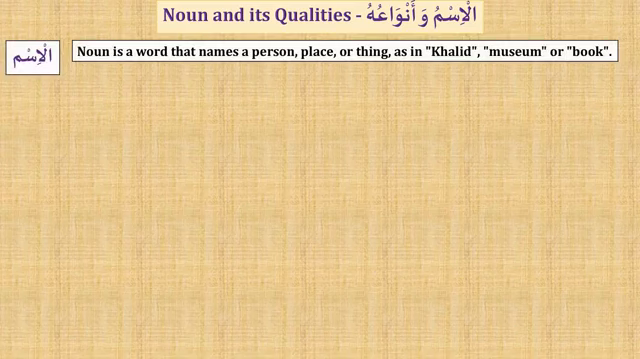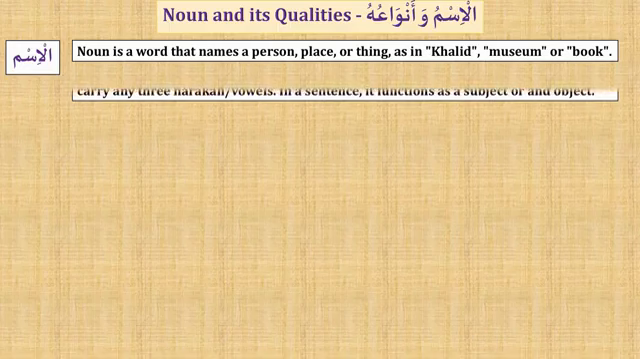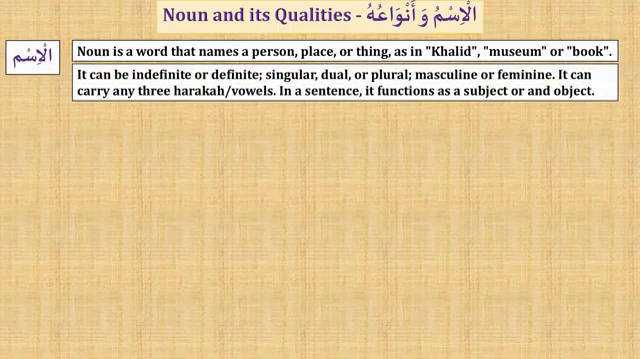Before we mention qualities, now let's define what ism is. Al-ismu, noun, is a word that names a person, place, or thing, as in Khalid, museum, or book. It can be indefinite or definite, singular, dual, or plural, masculine or feminine. It can carry any three haraka, vowels. In a sentence, it functions as a subject or an object.